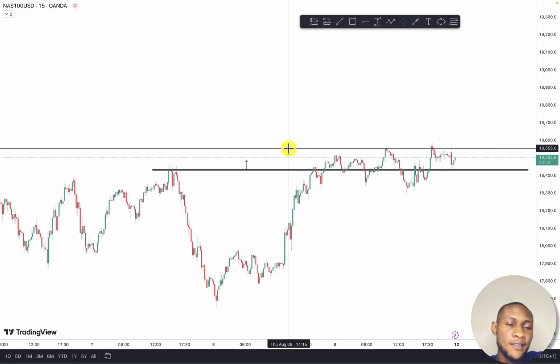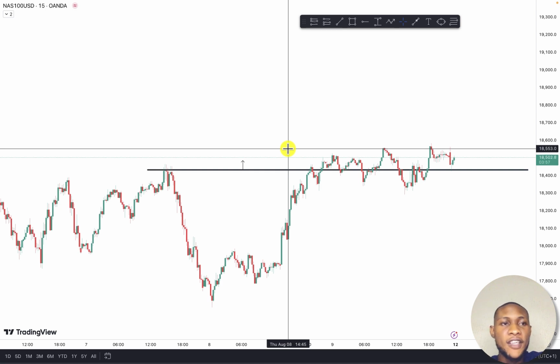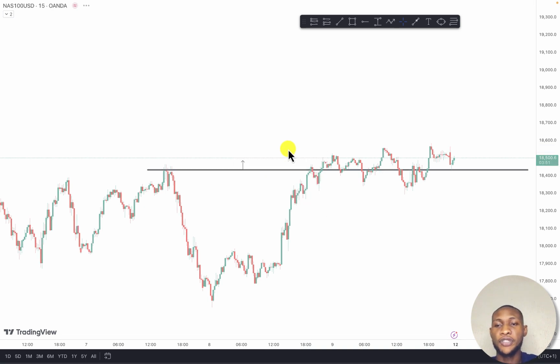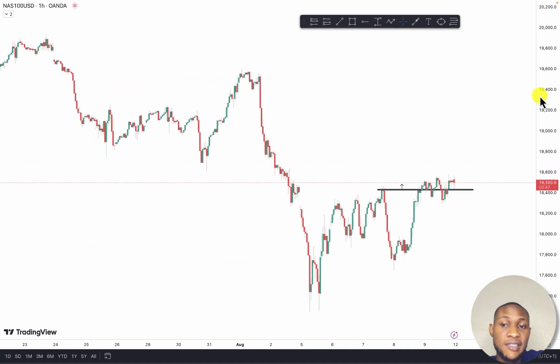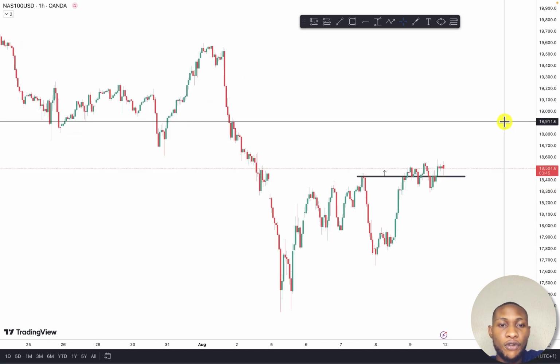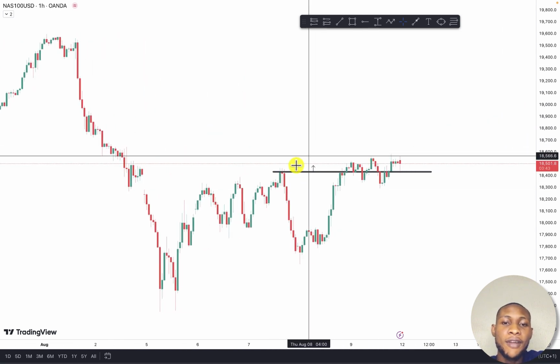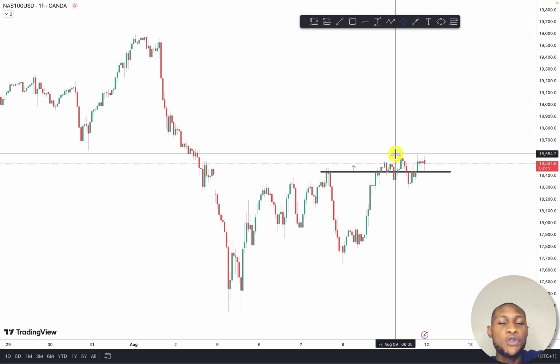So here on Nasdaq, in this particular scenario, there's actually no indication yet. Because if you go to the 1 hour time frame, this is the reason why I started to take the trade. On the 1 hour time frame, there is no clear indication of price showing where it wants to go.